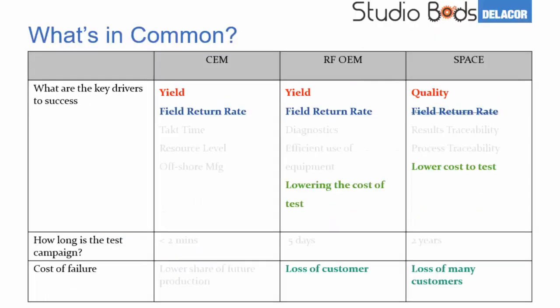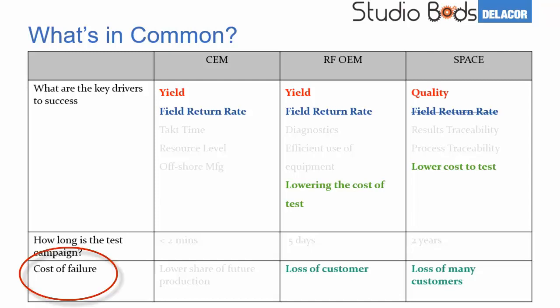Other key drivers, obviously for the RF and for the space industry, there's a high cost to test. How long is the test campaign? Well, you can't really see that there, but for the contract manufacturer, 2 minutes or less to test a mobile phone handset, for example. For the RF OEM, our test duration was around 5 days. For the space industry, from testing the very smallest component to the final payload was around 2 years. So that's a huge test campaign. You don't want to be repeating any section of that.